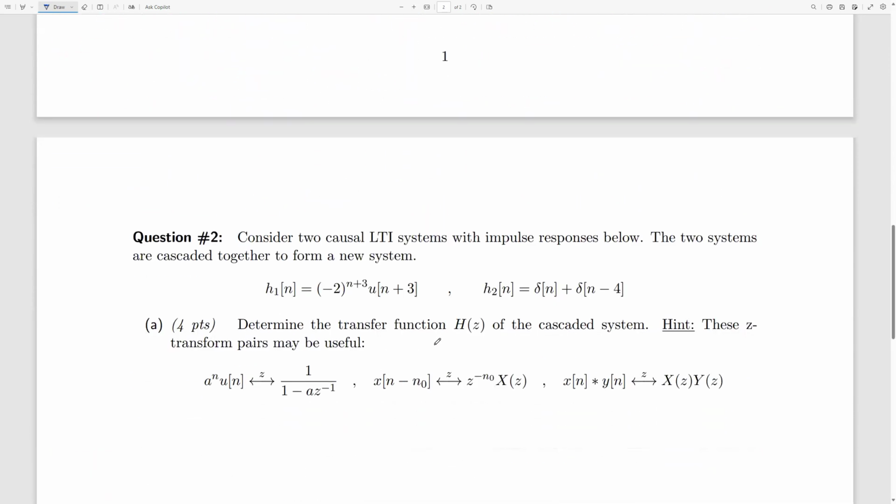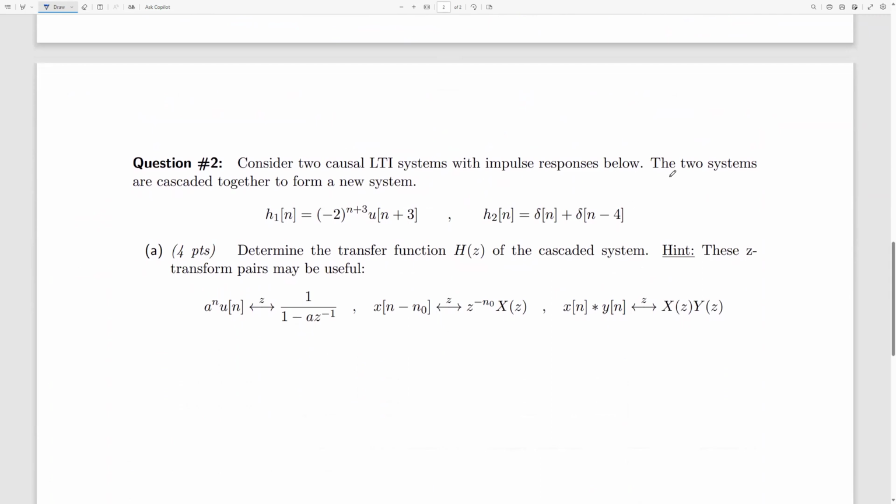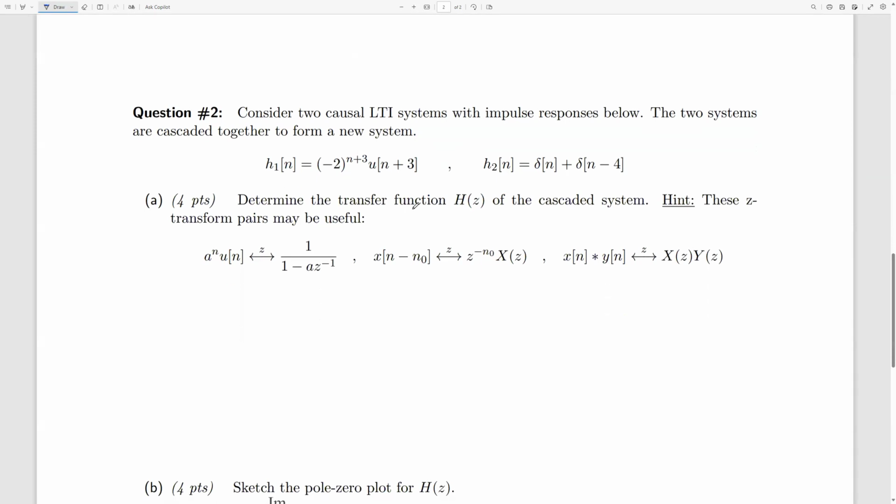Next, consider two causal LTI systems with their impulse responses. They are cascaded together to form a new system. Determine the transfer function H(z) of the cascade system. So when we speak of cascades, what you need to know is H(z) is equivalent to H1(z) times H2(z). That's basically what this last property is saying. When you cascade in the z transform, it's just their multiplication. So what you need to do is solve for H1(z), H2(z), and just multiply together.